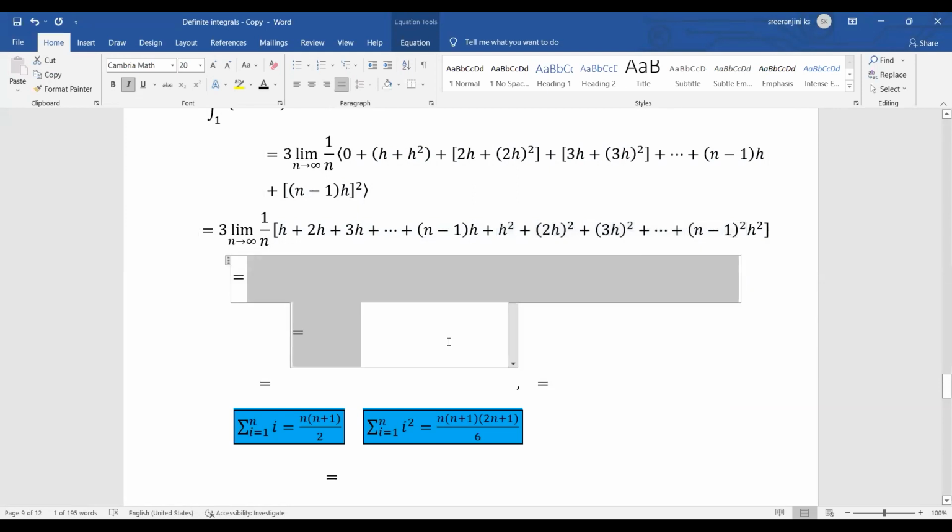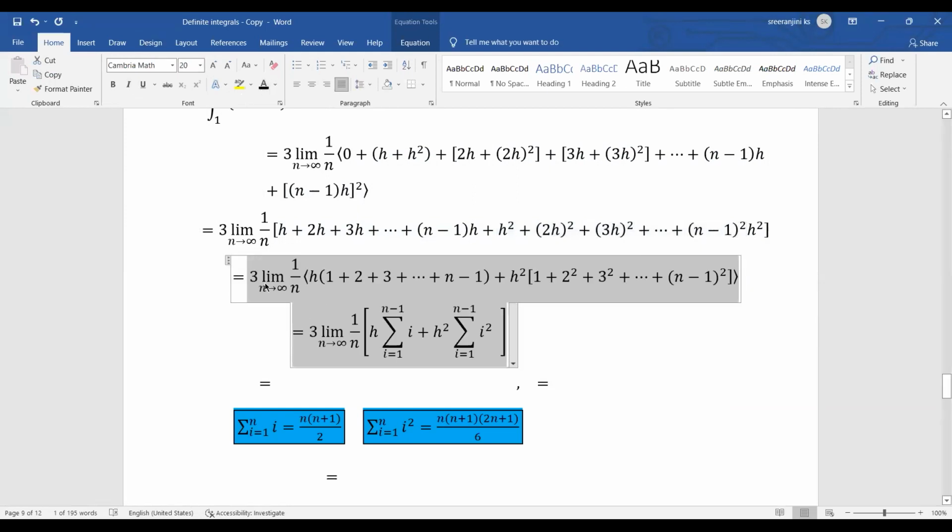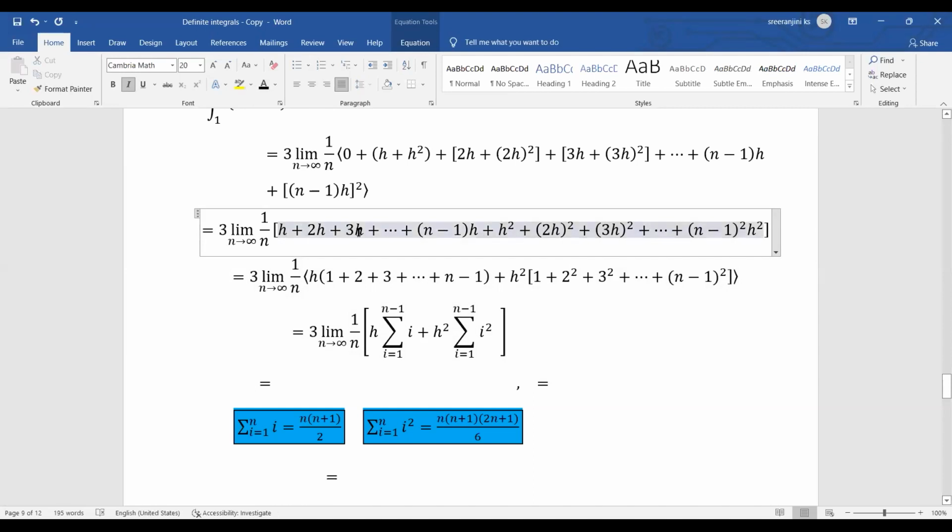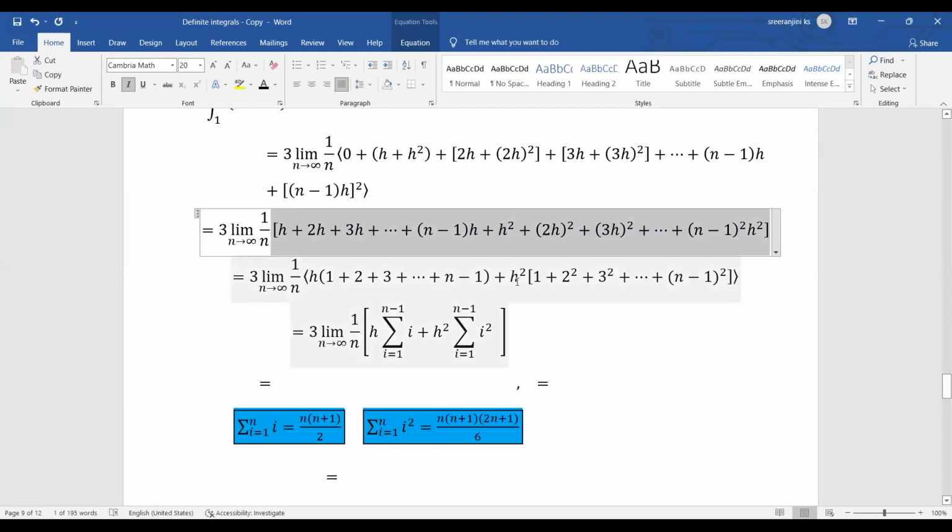How can we simplify? Taking the common factors. 3 into limit n tends to infinity, 1 by n. In all these terms, h is common. So from these terms, I'm taking h outside. So h into (1 plus 2 plus 3 plus etc. plus n minus 1). First group. Now coming to the second one, h square is common. So I'm taking h square outside. So h square into (1 plus, if I'm taking 2h square outside, it will be 4, 4 is 2 square. Now (3h) the whole square, we are taking h square outside, it will be 3 square plus etc. plus (n minus 1) the whole square).